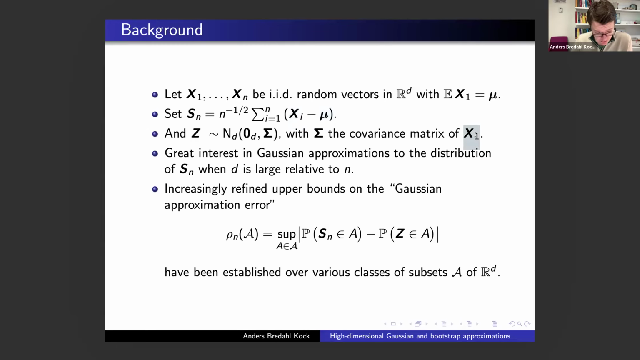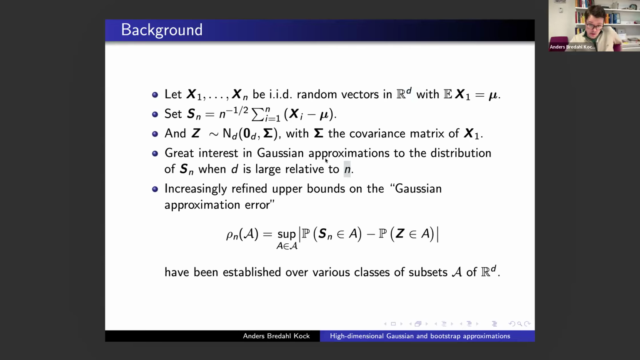Now, such Gaussian approximations have played a huge role in classical statistics because they underlie asymptotic coverage probabilities of confidence intervals or asymptotic size control of many typically used tests. But now, in recent years, it is more and more common that one observes many characteristics on each individual object, which is typically modeled as d, the dimension, being large compared to the sample size n. So for that reason, there's been a great interest in Gaussian approximations to the distribution of Sn when d, the dimension of the data, is large relative to the sample size n.